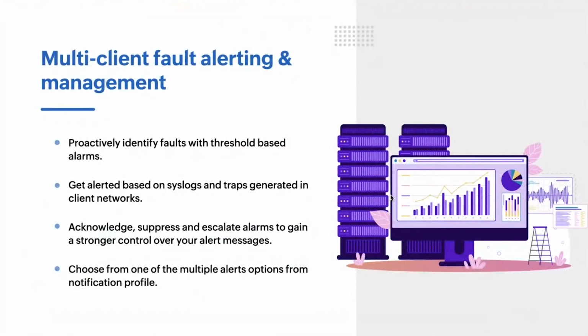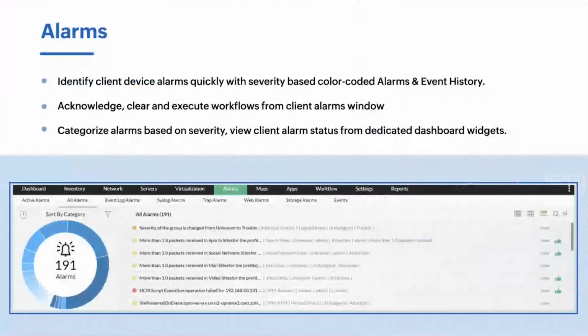So once adaptive thresholds are enabled, the calculated threshold value will automatically be associated to all new devices discovered in OpManager MSP. Besides this, you can also get alerted based on syslogs and traps generated in your multi-client networks. You can also acknowledge, suppress, and escalate the alarms to gain stronger control over your alert messages. In OpManager MSP, we don't have just one, but multiple notification options for you to choose from, like email, SMS, and more. This way, alarms will never go unnoticed. All right, let's get into some more details.